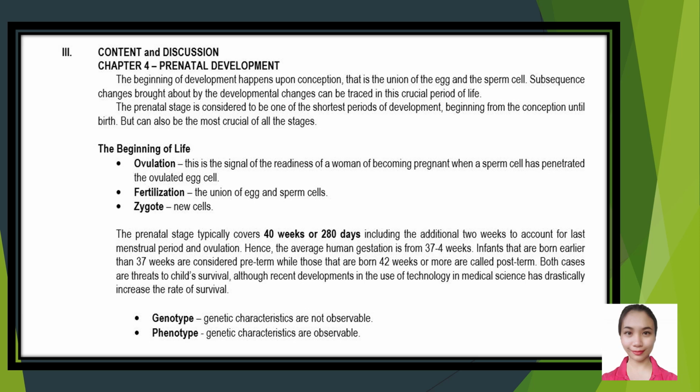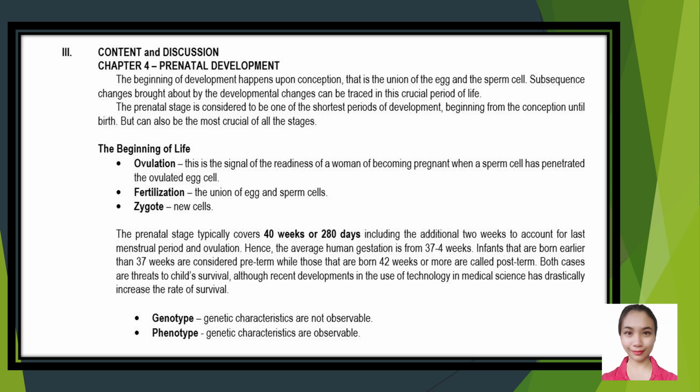So, next is fertilization, the union of egg and sperm cells. This is the process of combining the male gamete or the sperm with the female gamete or the ovum. The product of fertilization is a cell called a zygote. Next one is zygote. So, this is called the new cells. Zygote is an egg that has been fertilized by sperm and which could develop into an embryo.